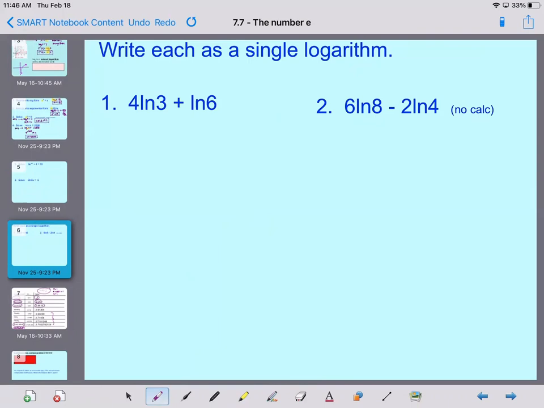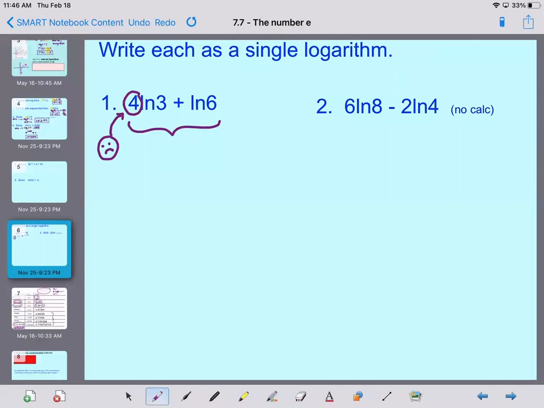So what the directions are asking me to do is condense these 2 logs down to 1 log. Now you might be looking at number 1 and saying, ooh, addition, product property. Yes, but not yet. This 4 ruins the product property right now. You can't add 2 logs with product property if there's a coefficient in front.